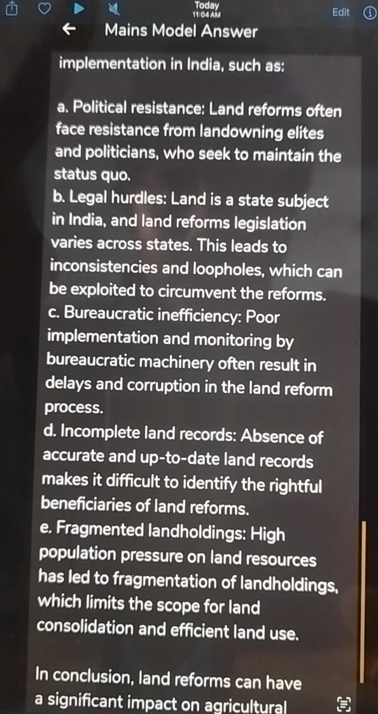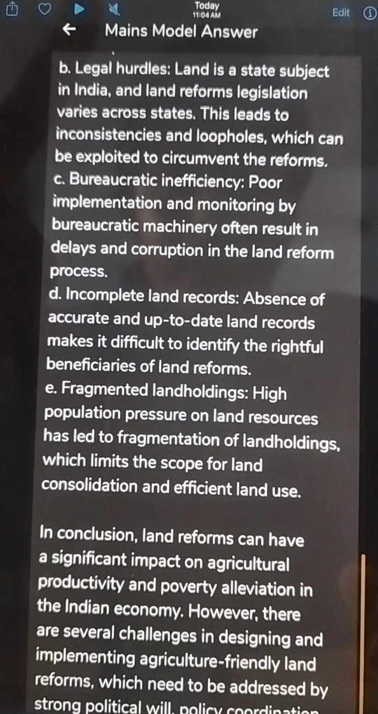Fourth, incomplete land records. The absence of accurate and up-to-date land records makes it difficult to identify the rightful beneficiaries of land reforms. Then fifth is fragmented land holdings. High population pressure on land resources has led to the fragmentation of land holdings, which limits the scope for land consolidation and efficient land use.